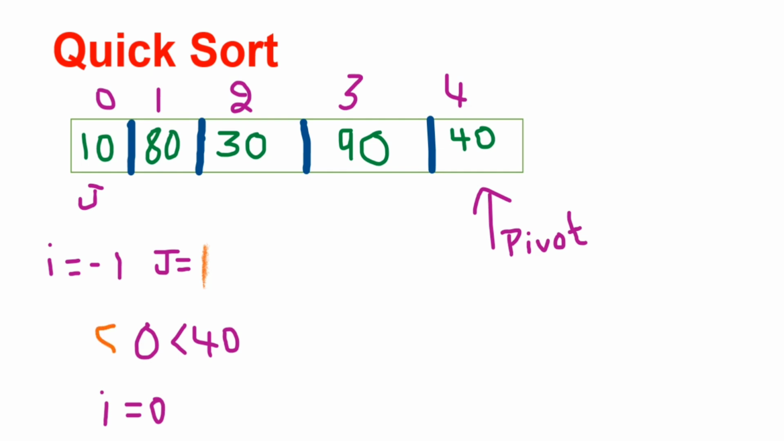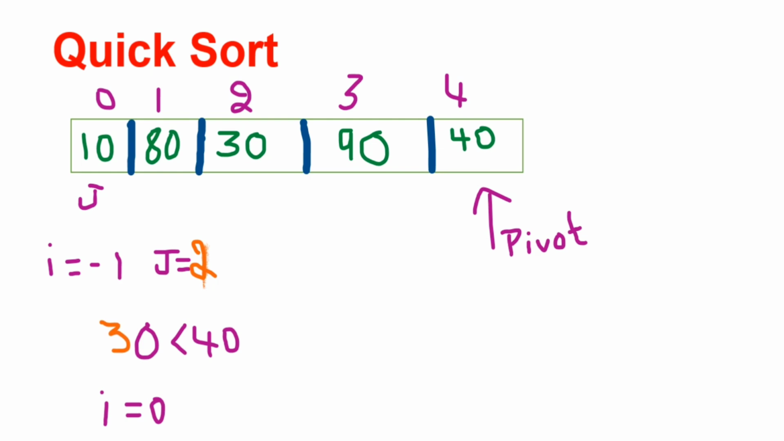80 is less than 40? No. No swap needed. Just increment the j value, because j traverses all the elements up to the pivot element. So increment j. Now j becomes 2.